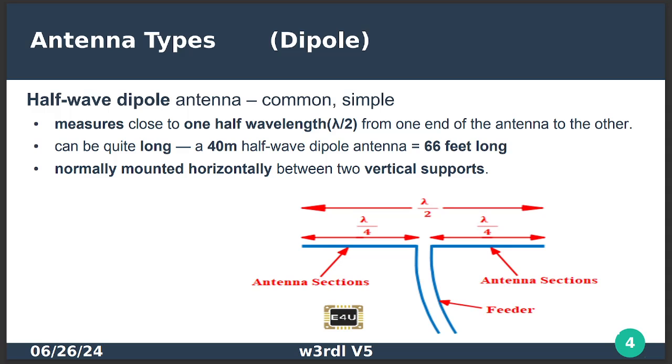You usually use copper, or in the case of shorter antennas, aluminum. Like this one right here. We'll talk about that one momentarily.